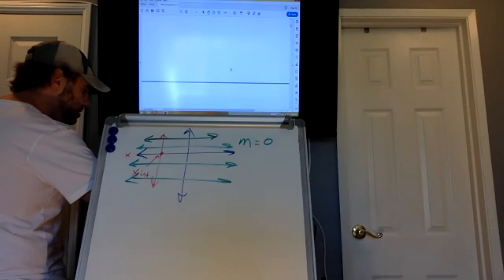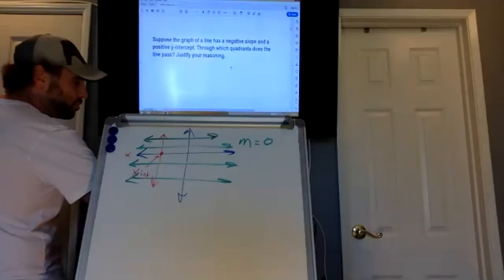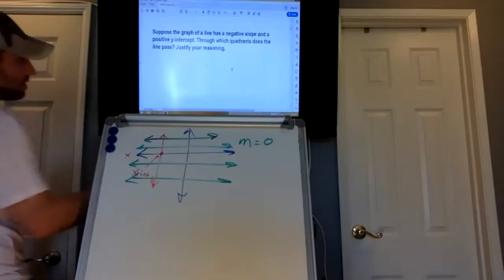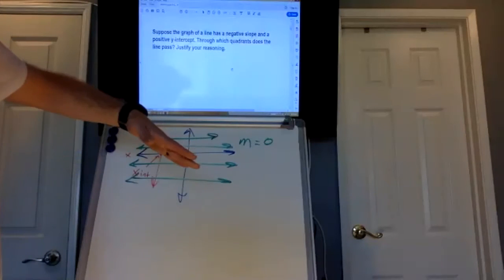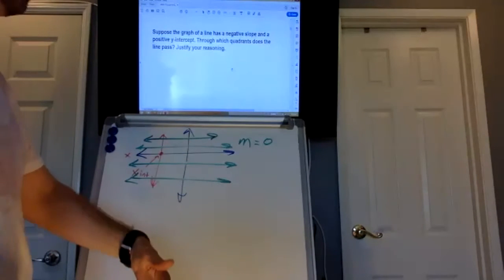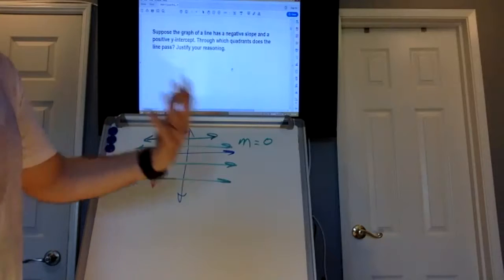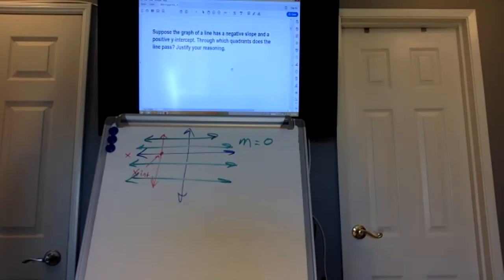See if we have anything else. Sometimes we have a whole bunch, sometimes we only have one. Here we go, we got another one. Suppose the graph of a line has a negative slope. So the growth is negative. That means something's decreasing, something's shrinking, something is getting less over time, right? Shrinking from left to right, exactly.